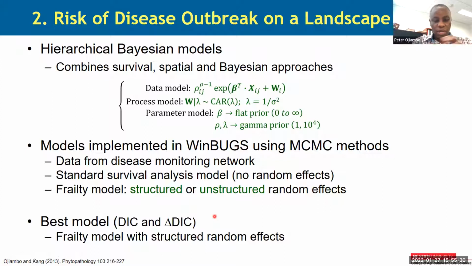Without going into a lot of what was done, we just used the DICs and the change in DICs to identify the model that worked best. Based on the numbers that we had, the random effects model with the structured random effects was actually most appropriate for the description of our data.